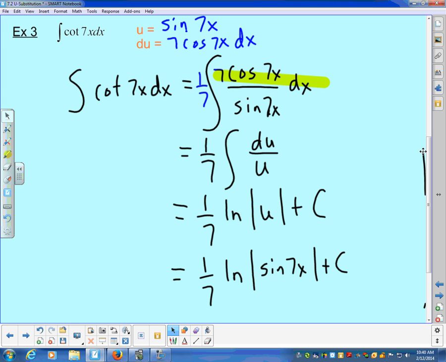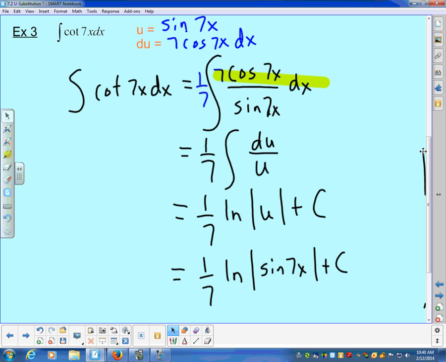Maya asked the question, how did I know to call u the bottom of this, the sine 7x? From experience, anytime you have a ratio of two trig functions, and the bottom one is the first degree one, you're going to probably have an ln form.